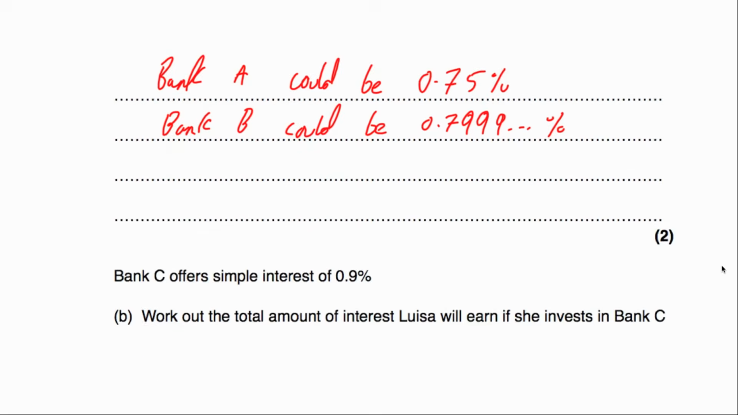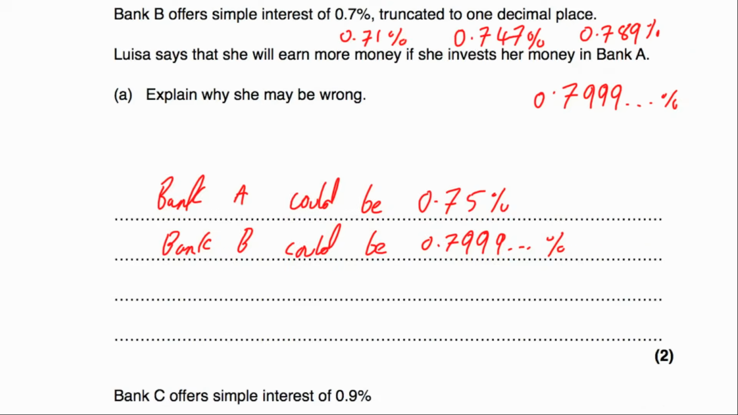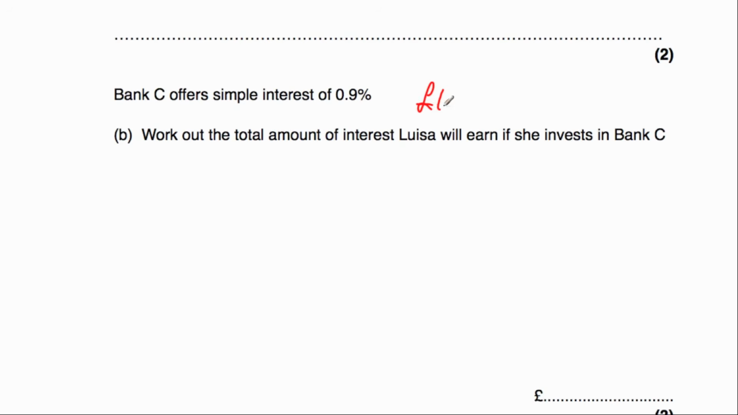So part B says Bank C offers simple interest of 0.9%. Work out the total amount of interest Louisa will earn if she invests in Bank C. So first, how much did she have to begin with? So she had £600 for 3 years. So she's investing £600 for 3 years. So because it's simple interest, let's work out 0.9% of £600.